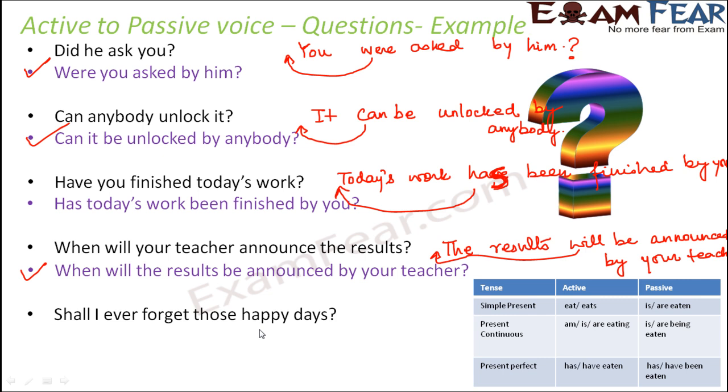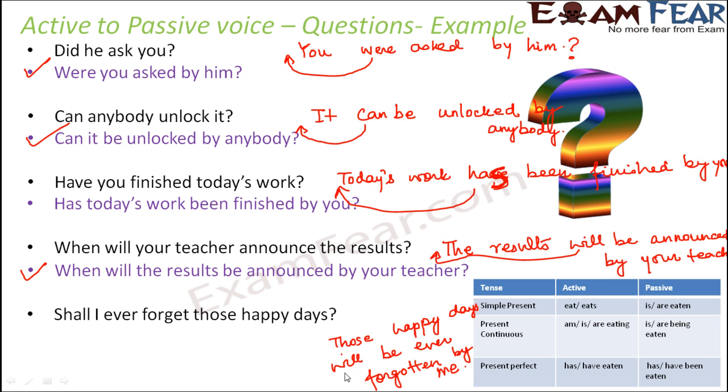Shall I ever forget those happy days? So how can you think of it like a sentence? So think of this question like a statement. It would be, I shall ever forget those happy days. Now if you convert that into the passive form, it will become, those happy days will be ever forgotten by me. Because forget, forgot, forgotten. So the third form of the verb will be used. So this would be the statement.